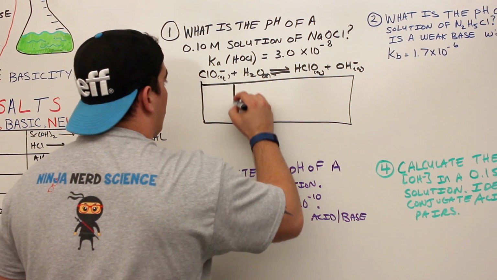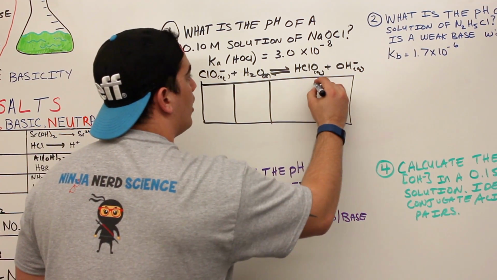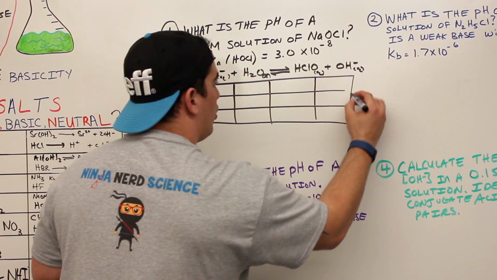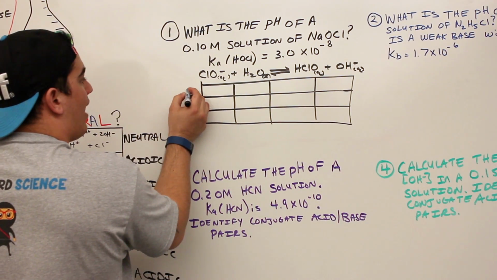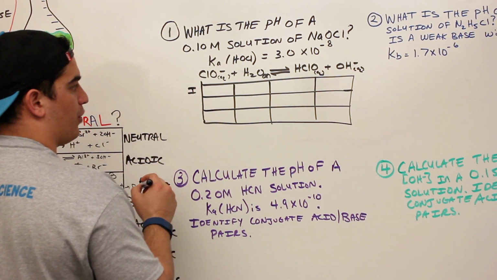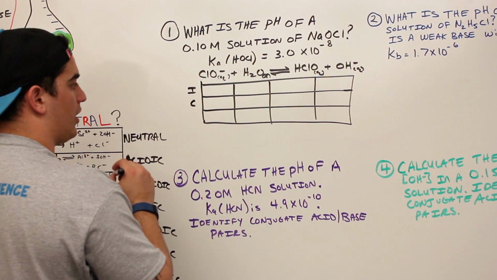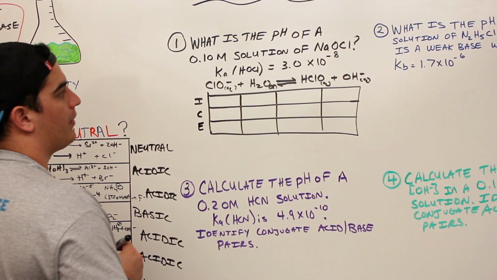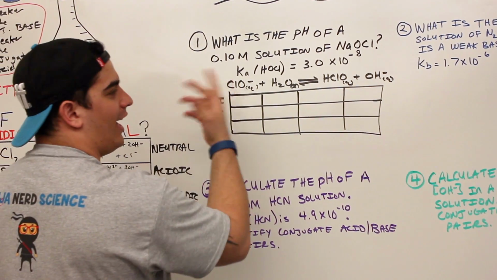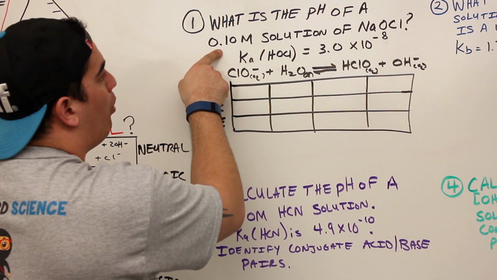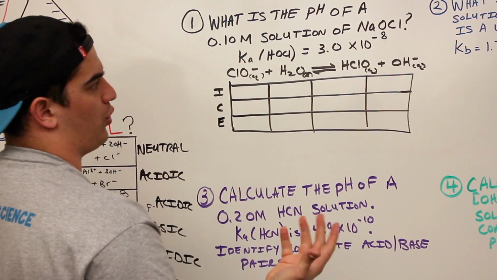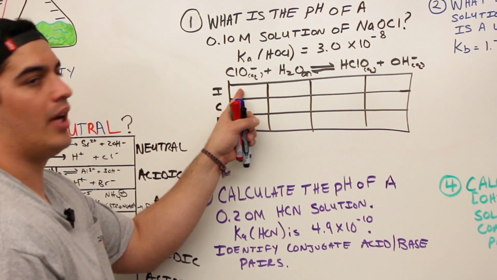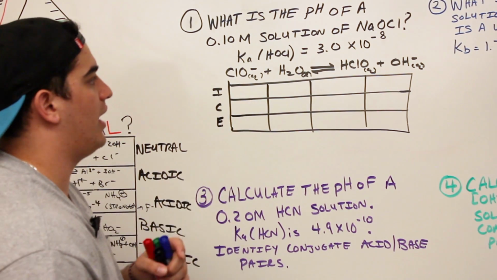I'm going to put a little mark here, a little mark there, and a little mark there, and then there are going to be three individual rows. The first row is I, the initial concentration. C is the change in concentration, and E is the equilibrium concentration. So what did they give me? They gave me the 0.10 molar solution, which is my initial concentration of the sodium hypochlorite. Which one is that? This one right here. I just didn't draw the sodium because it's a spectator ion in this case.